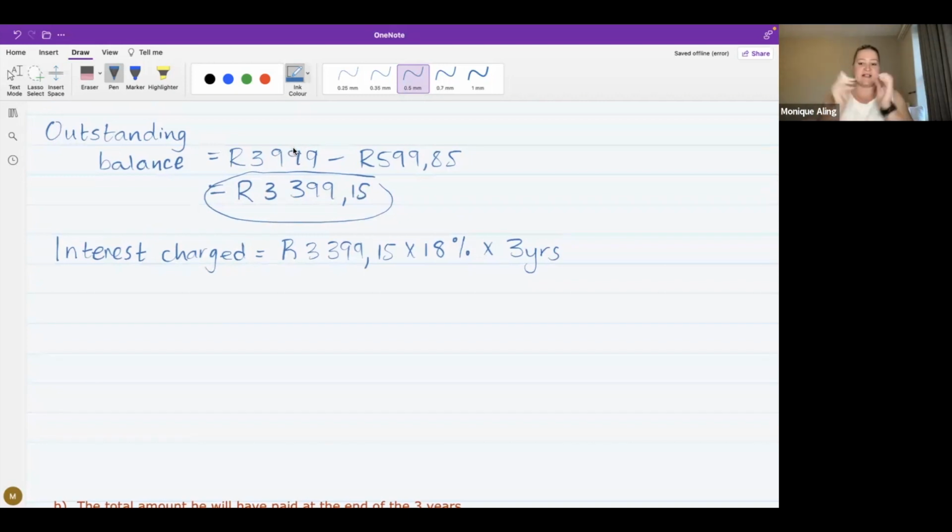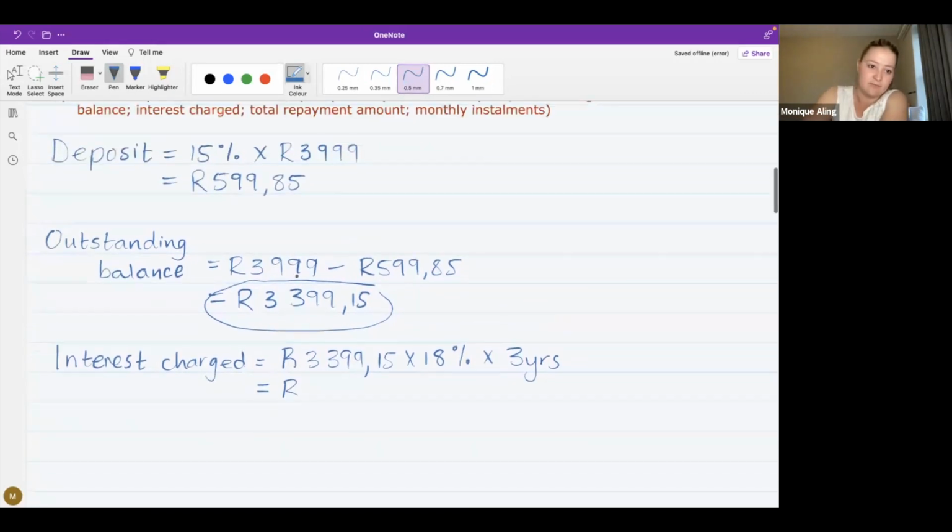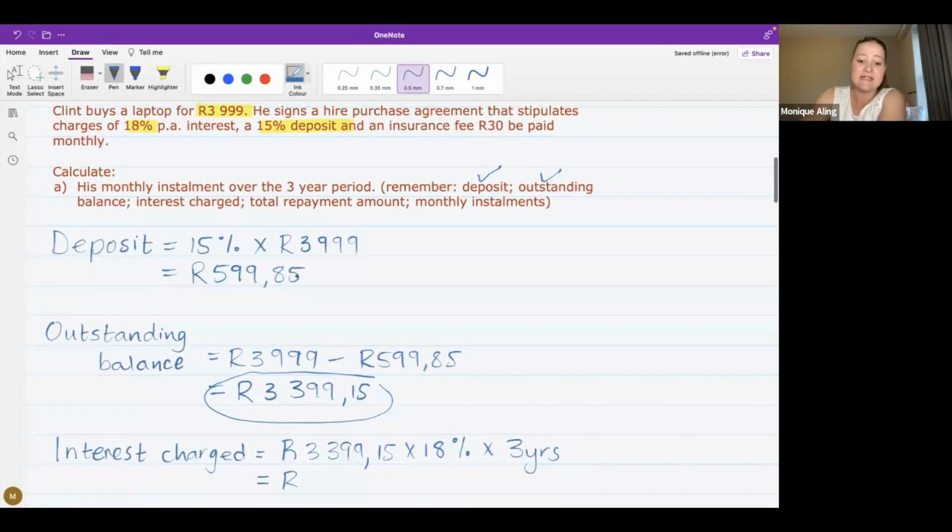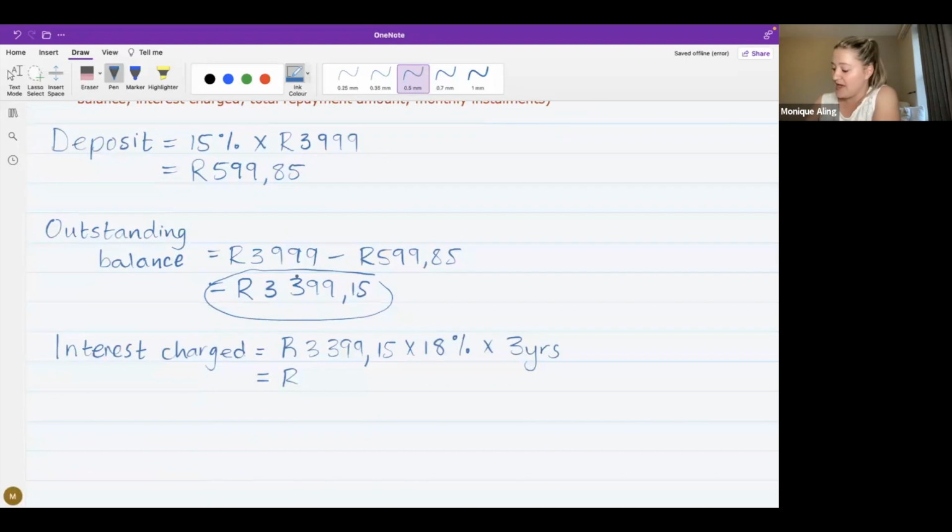Okay, so we take the outstanding balance times the interest rate times the number of years. So in total, Clint needs to pay 1,835 Rand, 54 cents in interest. That is just the interest amount that's going to be accumulated over the years.